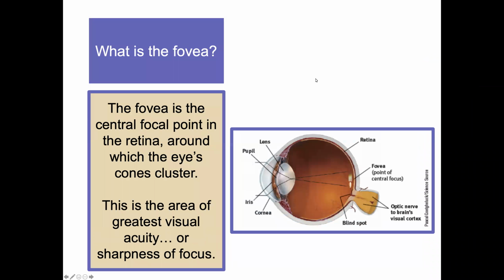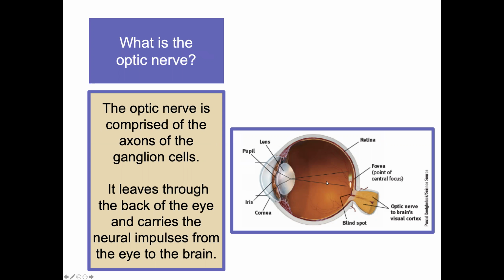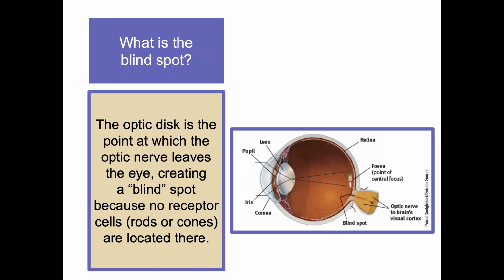So the fovea, as I mentioned, we would talk about. It's the central focal point in the retina around which the eye's cones cluster. This is the area of greatest visual acuity, or the sharpness of focus. You can see it back here. How about the optic nerve, right over here? It's comprised of axons of the ganglion cells. It leaves through the back of the eye and carries neural impulses from the eye to the brain. So the optic nerve is the sort of transportation system from the eye to the brain.